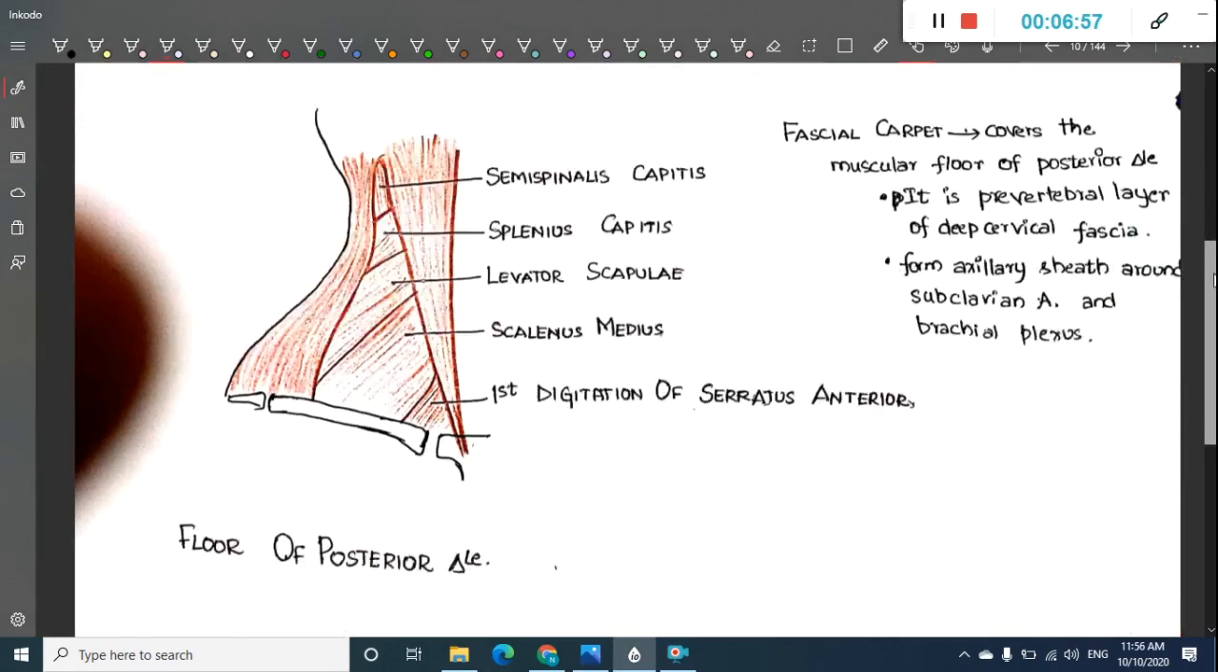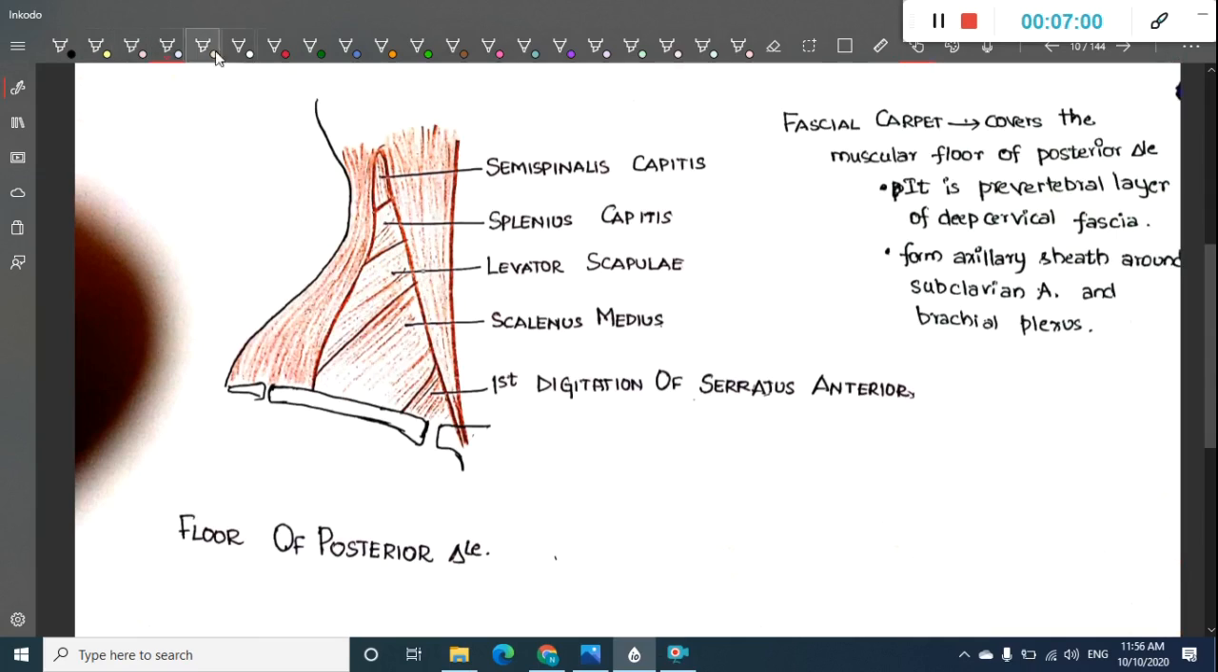The floor of the posterior triangle consists of the following muscles, which are also important. We have semispinalis capitis, splenius capitis, levator scapulae, scalenus medius, and the first digitation of serratus anterior.